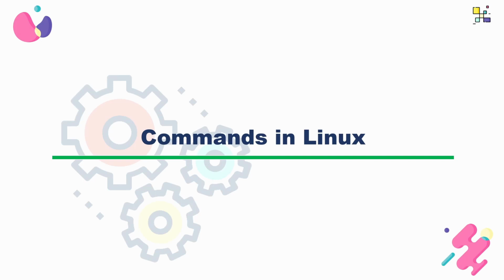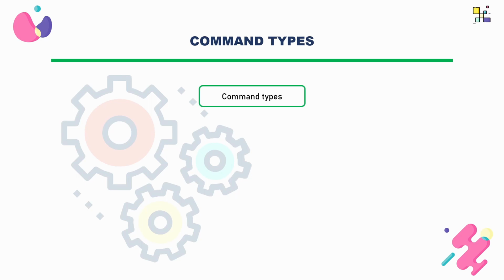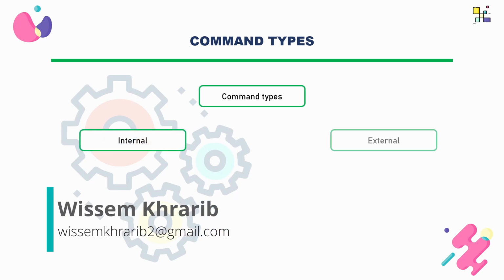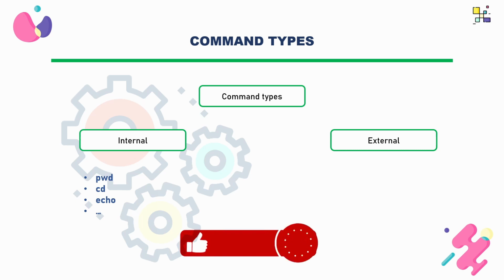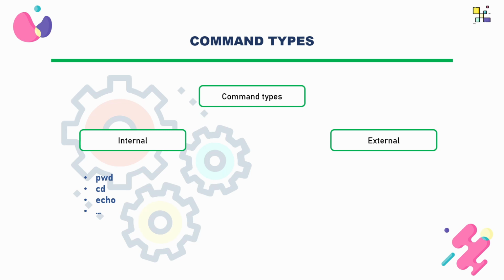Before we start learning some Linux commands, there are some points that should be clear to every Linux user. In Linux, commands can be categorized into two types: internal commands and external commands. Internal commands are built-in commands that are a part of the shell itself, such as pwd, cd, and so on. External commands are not built into the shell. They exist as separate executable files in the system. And as examples of external commands, we have mkdir, mv, cp, and so on.